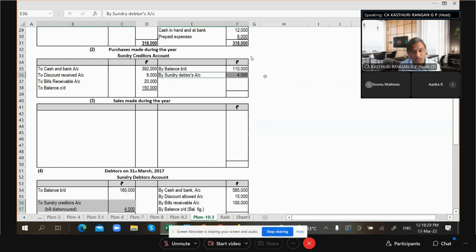So in this problem, we should be thorough with accounting for bills of exchange also. Bill receivable drawn, bill receivable endorsed, endorsed bill dishonored. For all that, we should know the correct journal entry. Then only we can do this problem correctly.